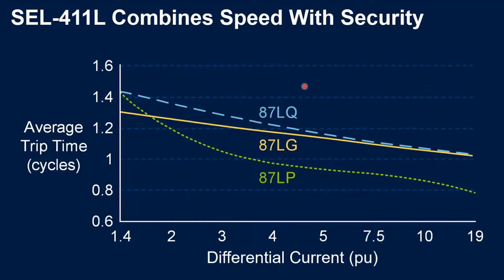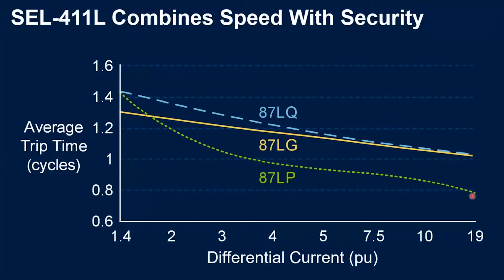In this slide, you can see the average trip times in power cycles, as a function of the differential current. The lower the differential current, the longer it takes for the protection to operate, but we'll have a maximum of around 1.5 power cycles, which is around 30 milliseconds in a 50 hertz system. Okay? And of course, if the differential current is bigger, we'll have faster times of around 0.8 power cycles.